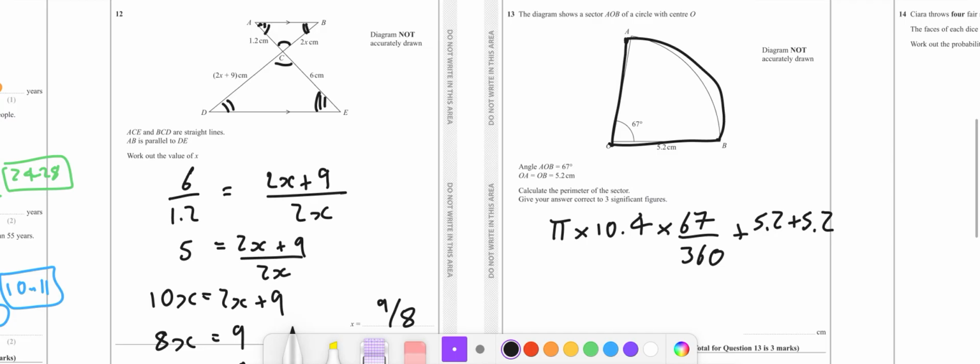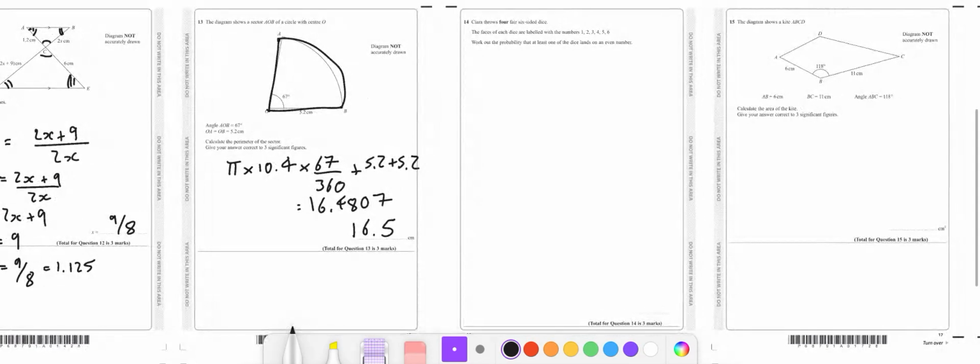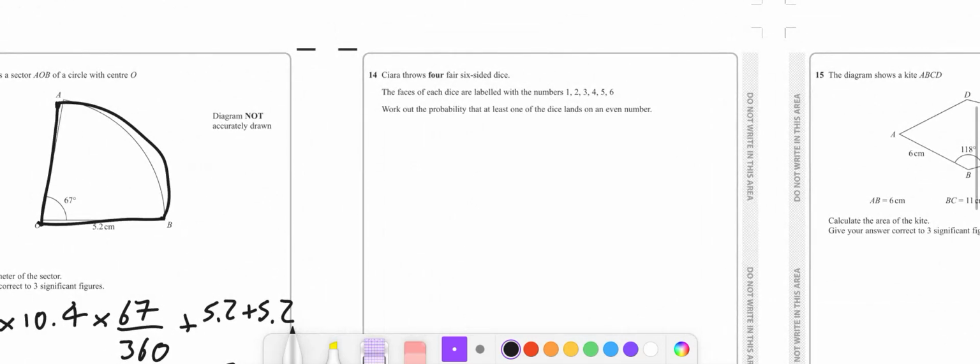So if I add that all together, pi times 10.4 times 67 over 360 plus 5.2 plus 5.2 is 16.4807, so to 3 significant figures, that's 16.5. Okay, question 14.